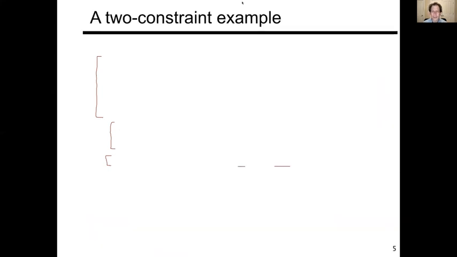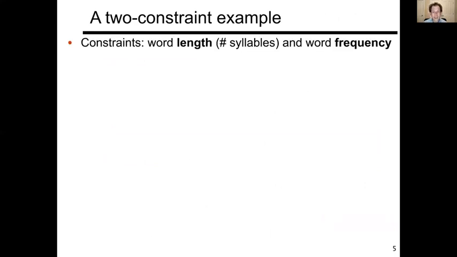Now, I'm sorry, I should clear out those annotations for a moment. So let me just give a simple example of how this looks in a 2-constraint setting. We'll use the 2 constraints of word length and word frequency. So let's look at some examples like this. First of all, we'll look at the equation.